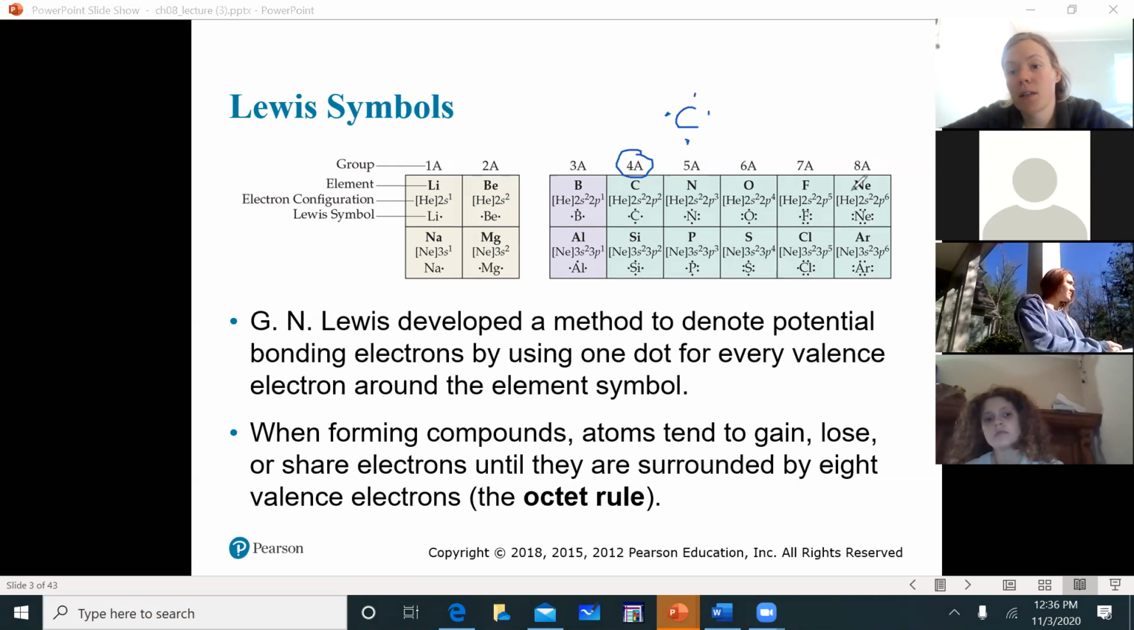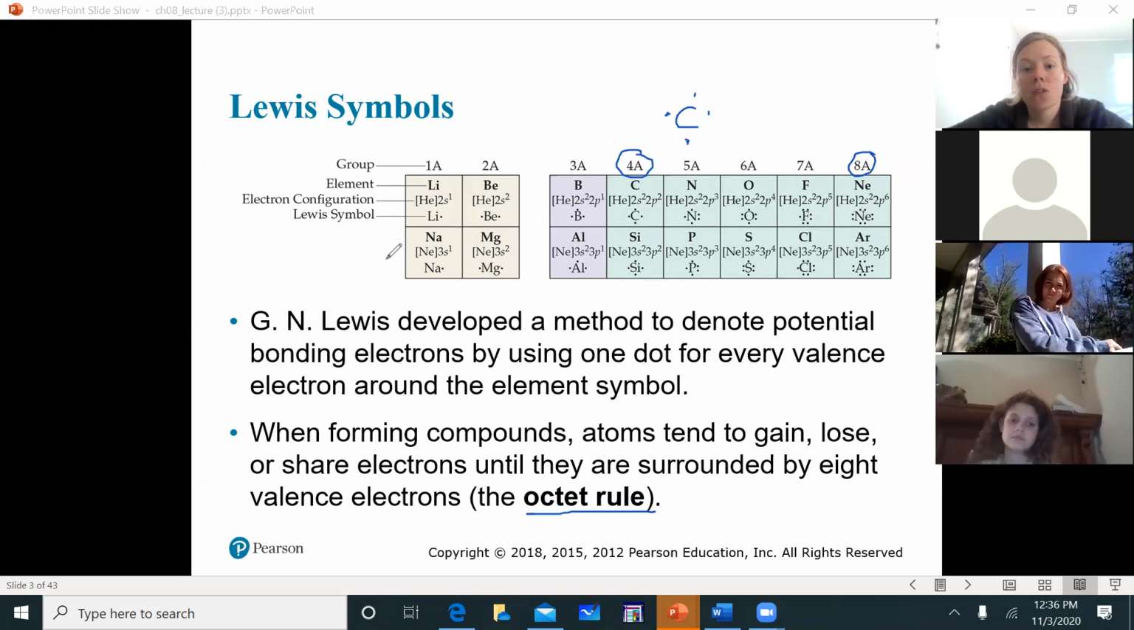If for some reason you are in column 8, you have 8 valence electrons, you've created what's known as an octet. And an octet is very stable. So all of these elements are going to try and gain and/or lose electrons to get to this octet.